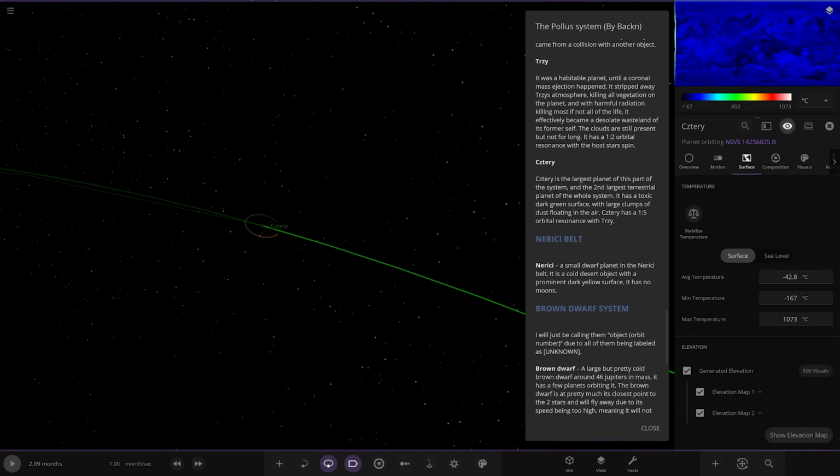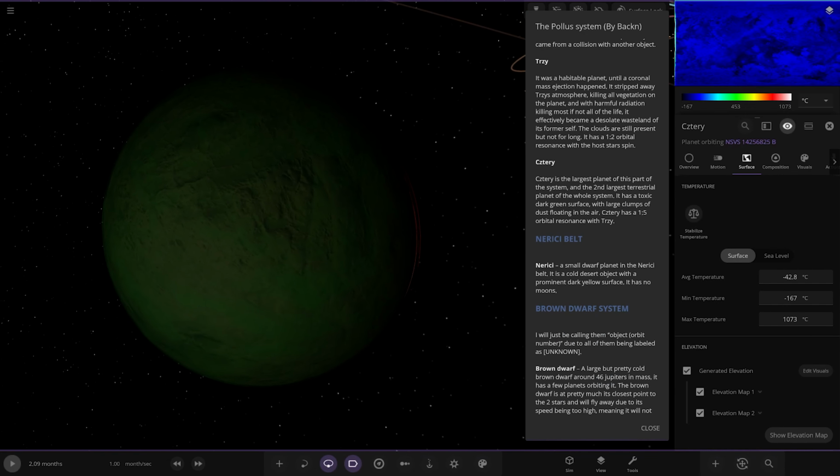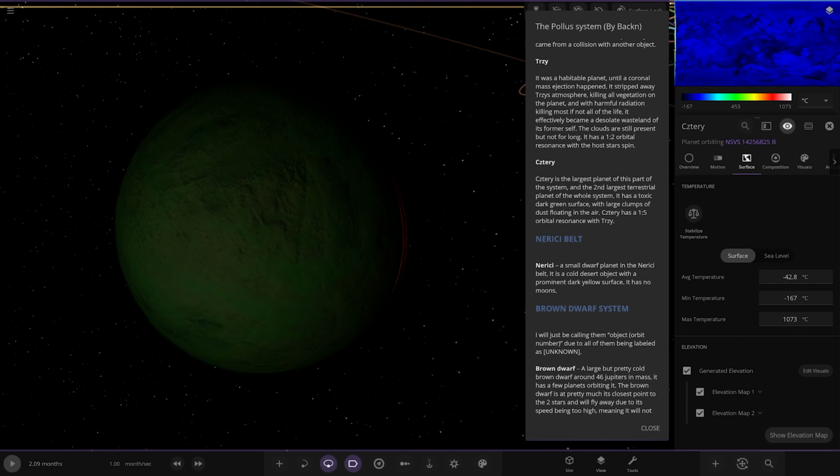We have this one here. The largest planet of this part of the system, the second largest terrestrial planet of the whole system. It has a toxic dark green surface with clumps of dust floating in the air. It has a 1-5 resonance.